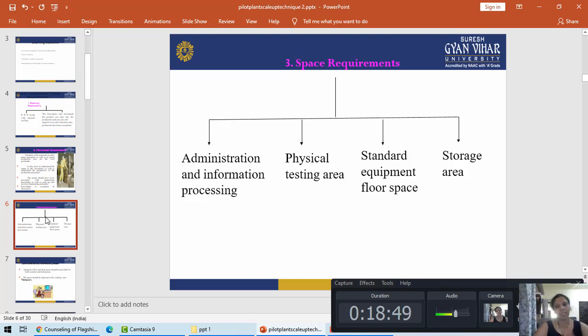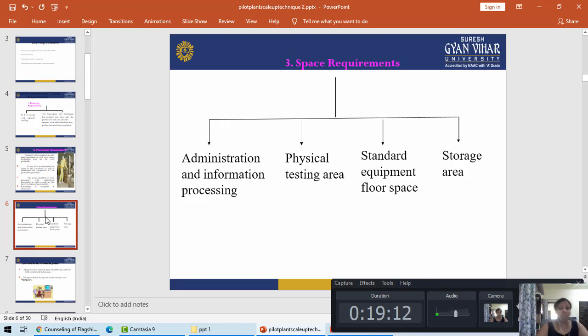And last but not the least, storage area. We have discussed the requirements, the things which are necessary for the storage area. Stability studies, there are multiple areas, multiple things which are there for the storage area.